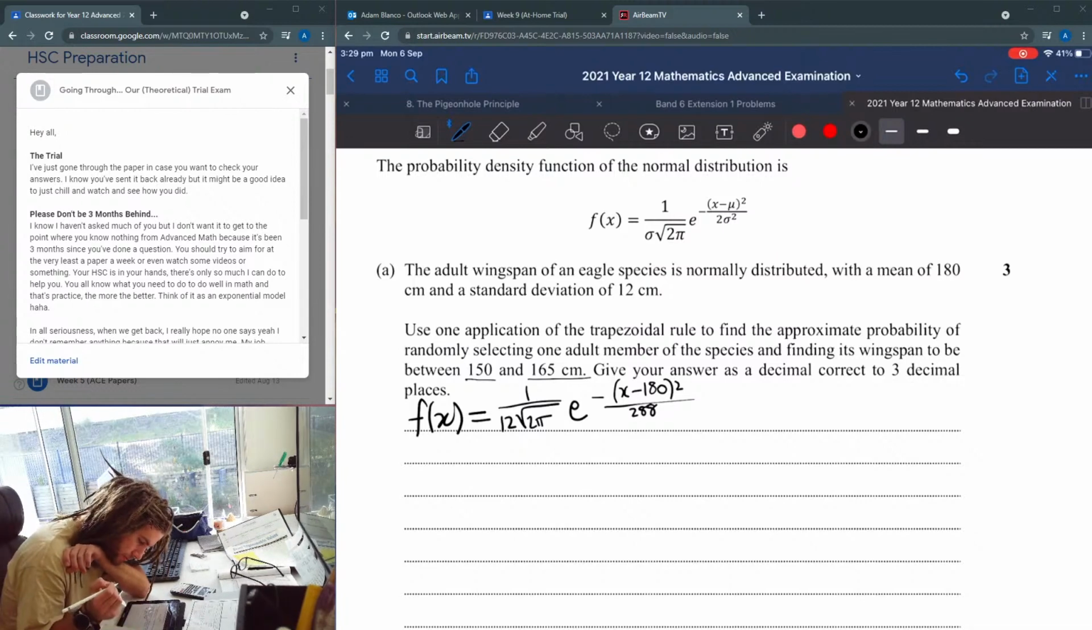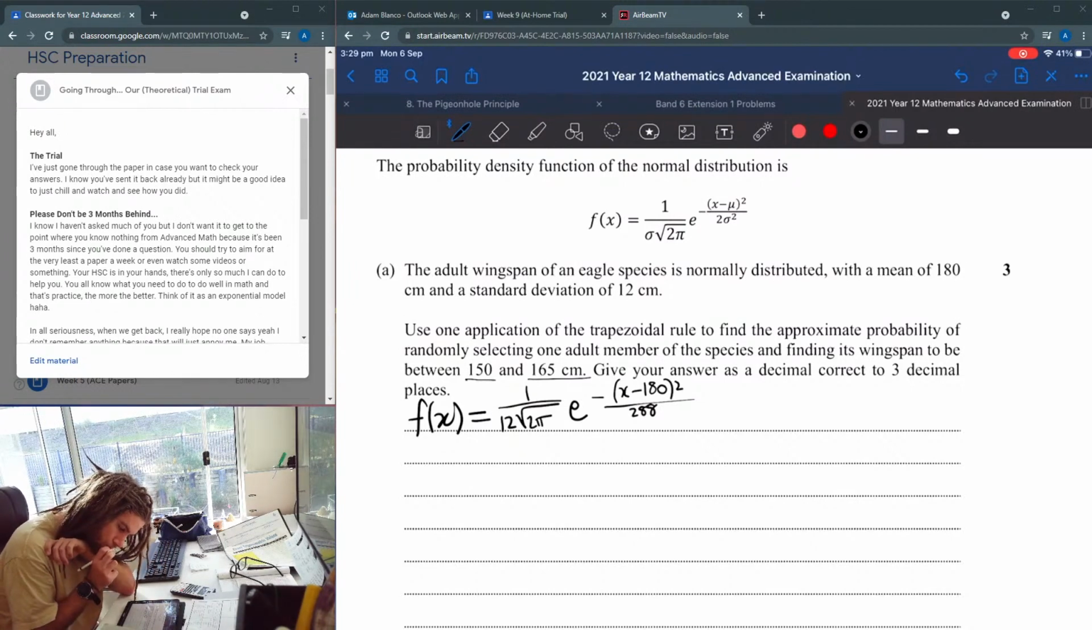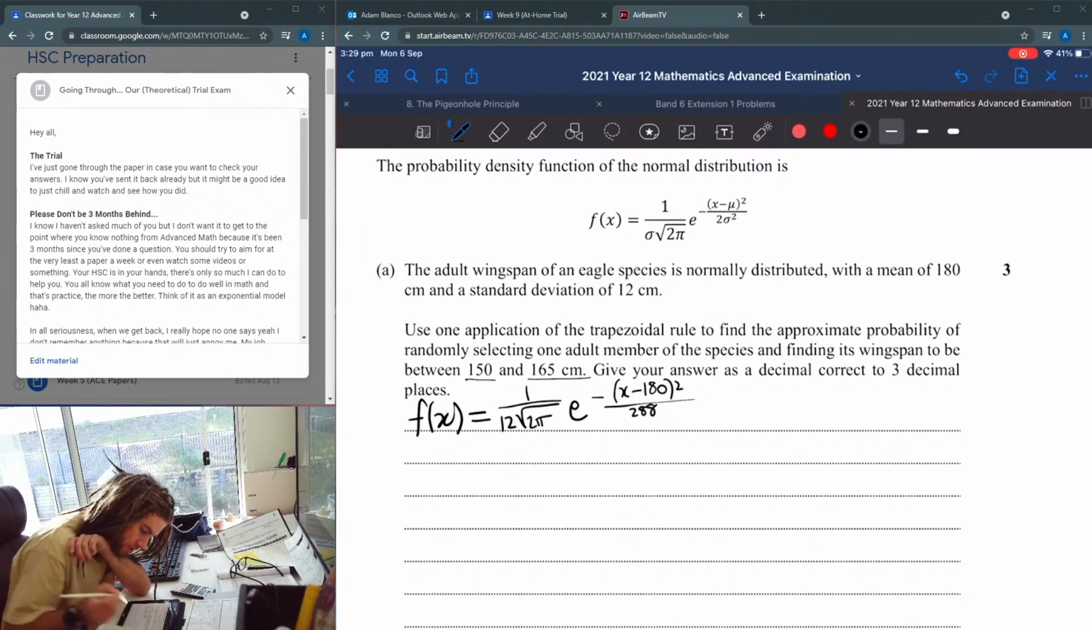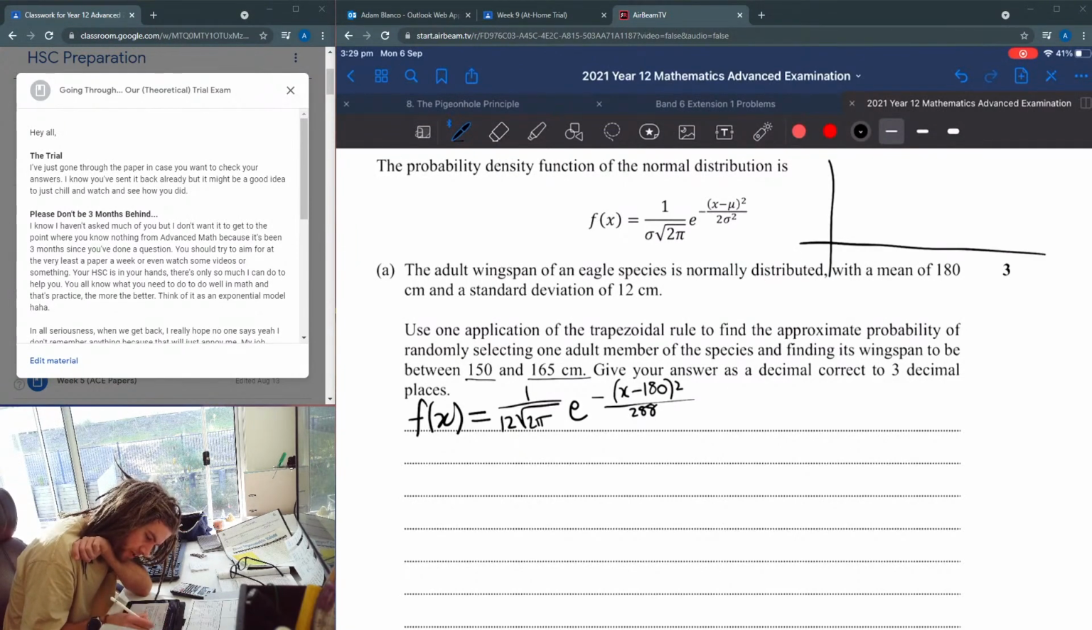Okay, so mean of 180, deviation of 12. Alright, sorry, I was just trying to think of what this thing might look like. So I'm going to draw it. Our mean's 180, and we're trying to find the probability between 150 and 165.